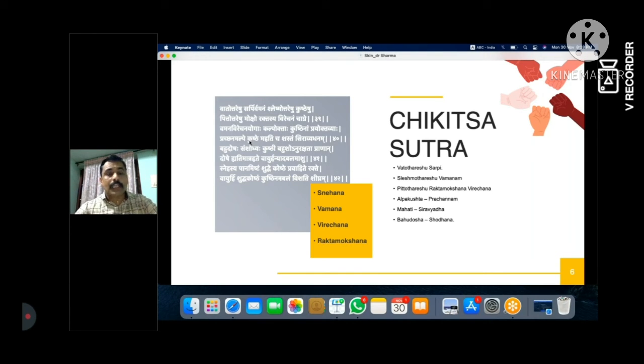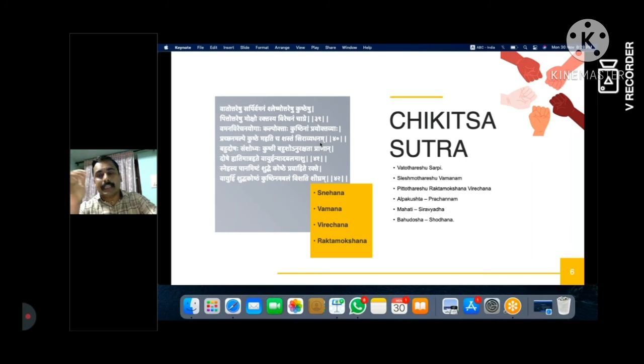And again, Prachanam Alpe Kushte Mahaticha Shastam Siravira. Because Kushta is one of the Rakta Pradoshaja Vyadhis, Raktamokshana also has some importance. That is why, even though it is a Kaya Chikitsa Pradhana text, Acharya Charaka mentions the application of Siraveda and Prachana. If Alpa Kushta is there, in such conditions, go for Prachana.